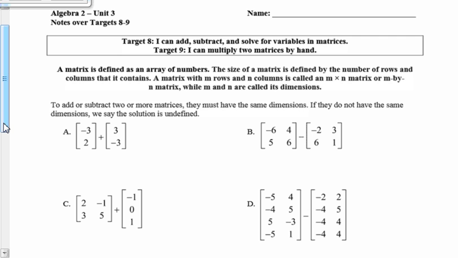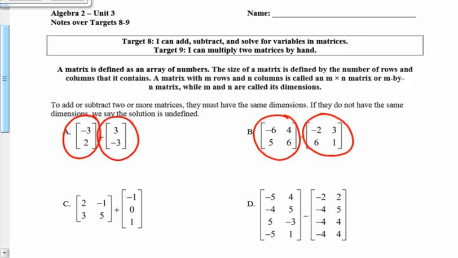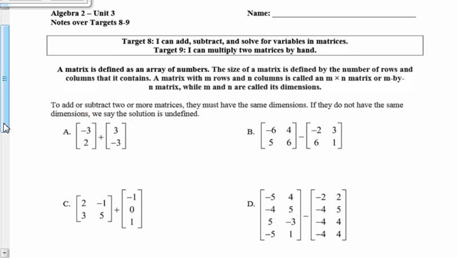Every little array of numbers you see here, that's a matrix, that's a matrix, this is a matrix, this is a matrix. Those are all matrices. Okay, they're just arrays of numbers. And let's talk about rows and columns. So rows, those run left to right. And then columns, those run up and down.